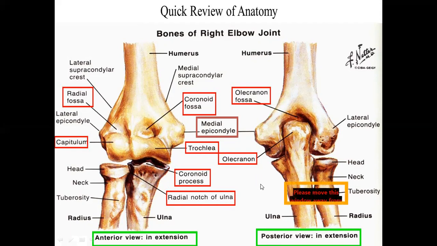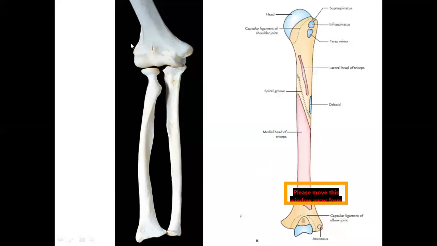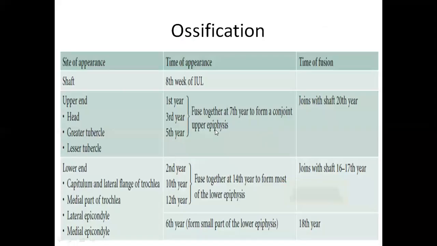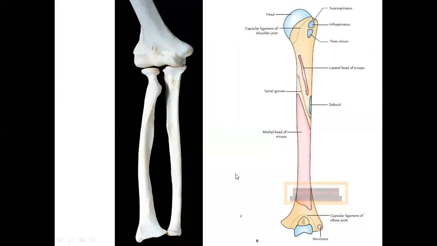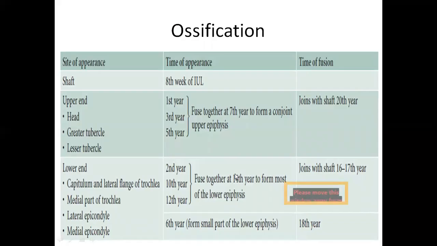You can just pause the video and see the important labelings we have here, which I have described many times. This is the anterior view, this is the posterior view. This is the lower end of the humerus, and this is the upper end of the ulna and upper end of the radius. These are the bones which participate in the formation of the elbow joint. Of course, I told you the muscle attachments. I hope you understood the bone. Now read for yourself slowly so that you understand better.